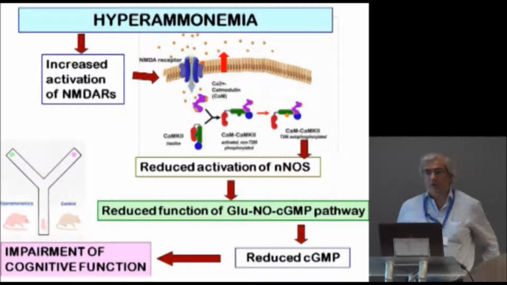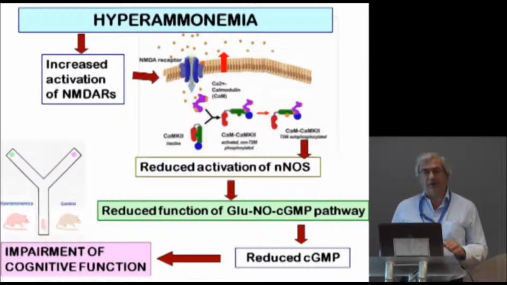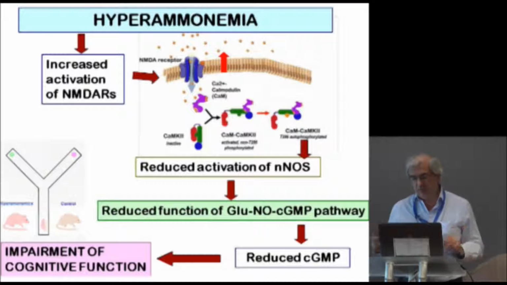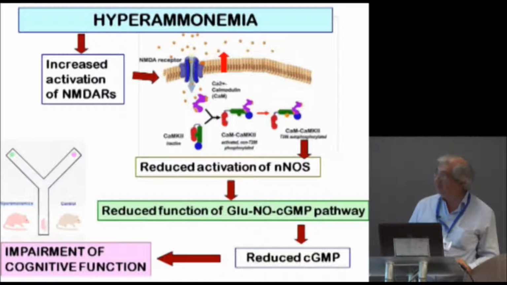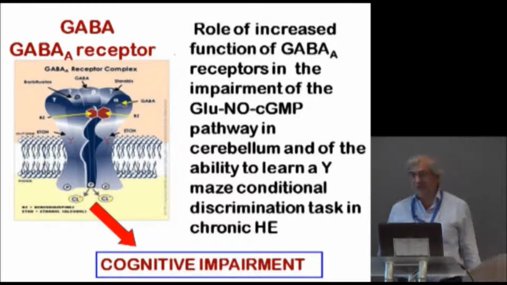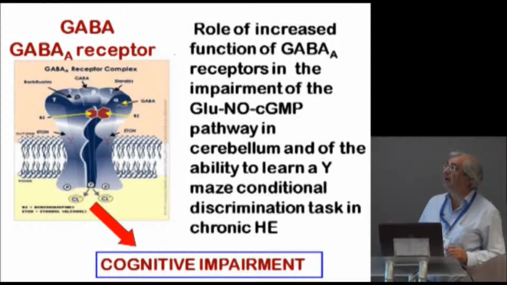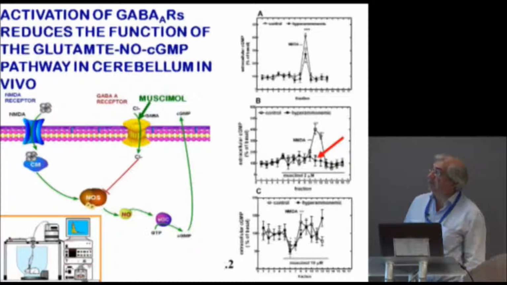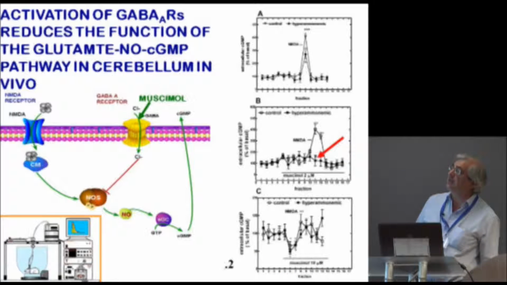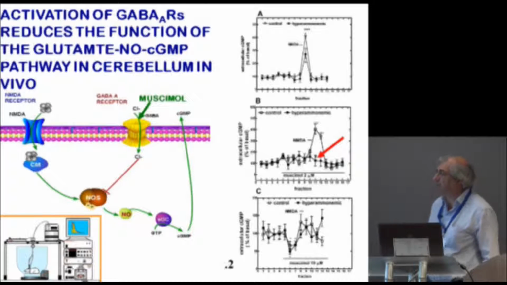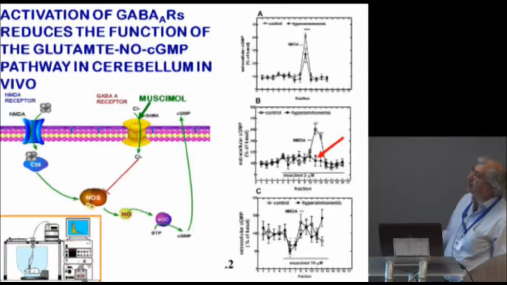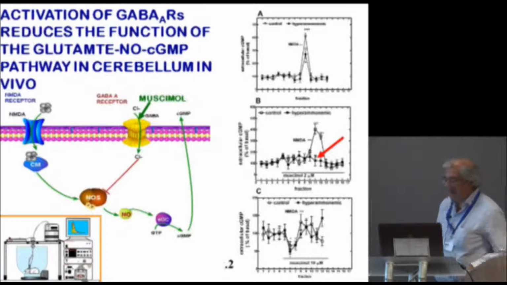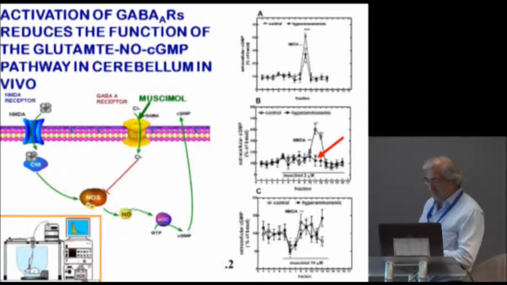This glutamate nitric oxide cyclic GMP pathway is modulated by many different neurotransmitter systems and conditions, and one of the neurotransmitter systems which modulate this pathway is the GABA-A receptor. It is known by studies of Raitieri Fedele in Italy that activation of GABA-A receptor impairs the function of this pathway. For example, in our conditions, addition of muscimol, which activates GABA-A receptors, impairs the function of the pathway and reduces the formation of cyclic GMP.